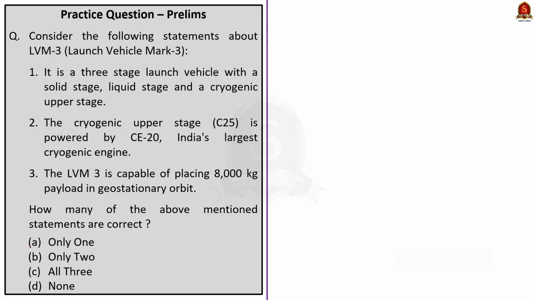Next question is consider the following statements about LVM3, Launch Vehicle Mark III. It is a 3-stage launch vehicle with the solid stage, liquid stage and a cryogenic upper stage. This statement is correct. Next, the cryogenic upper stage C25 is powered by CE20, India's largest cryogenic engine. This statement is also correct.